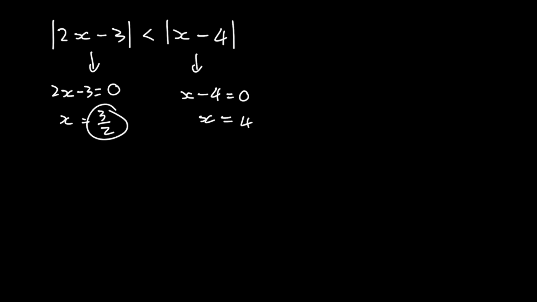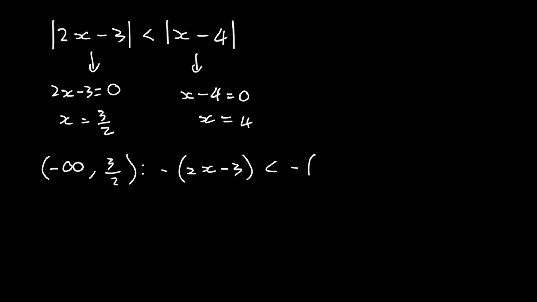Now, 3 over 2 and 4 are critical values. So on the number line, we can break this inequality up from negative infinity, not inclusive, to 3 over 2, not inclusive. And if we take a number that's in this interval, say for example, a large negative number, this is going to be negative, and this is always also going to be negative. So in order to make it positive through the absolute value, we're going to distribute a negative. So it'll be negative into 2x minus 3 less than negative x minus 4.